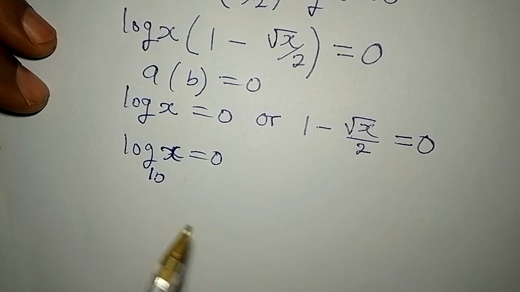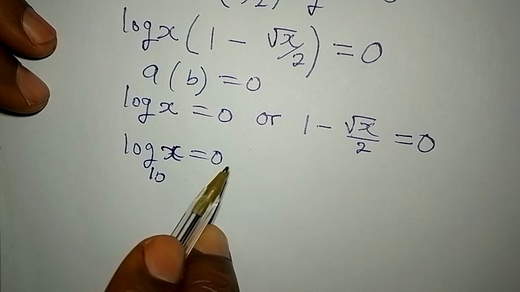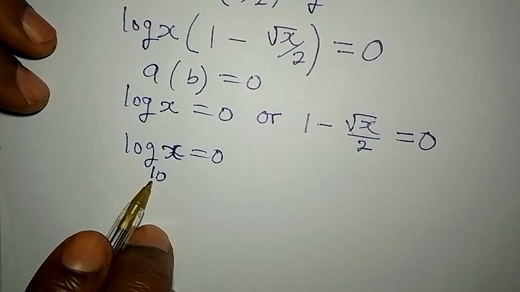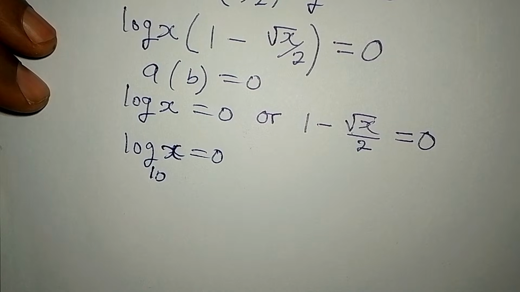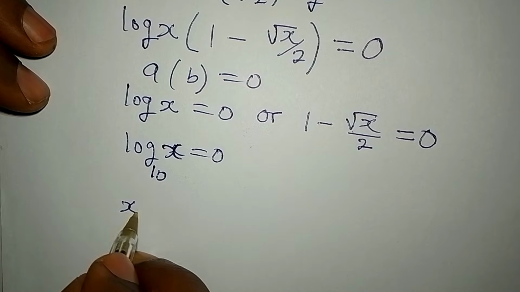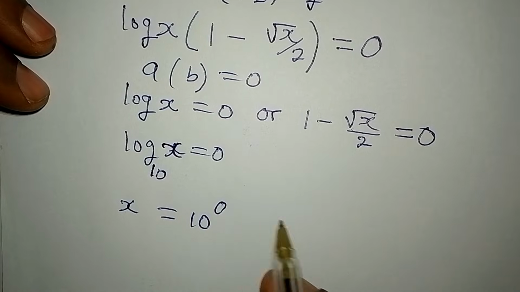That's what we are saying. What number do you raise the base to get x? So 10 to the power of 0 is giving us this x. That's what we are saying. So our x now will be equal to 10 to the power of 0.